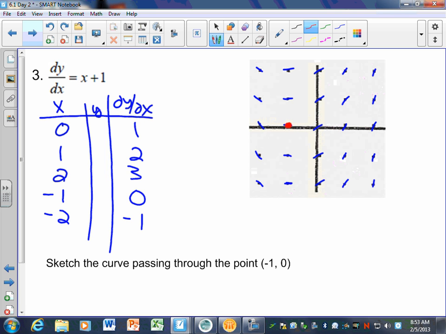I want you to try to start thinking about this in terms of the slopes and not the equation, but we definitely can use the equation to help us. But if this is a slope of 0, what do we know about this point on my graph? It's a max or a min, right? Because a slope of 0 is where your derivative equals 0, a max or a min.